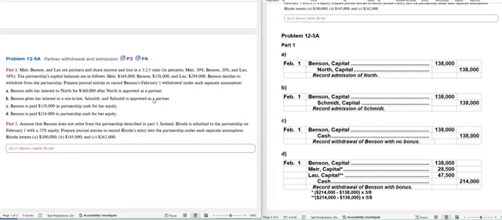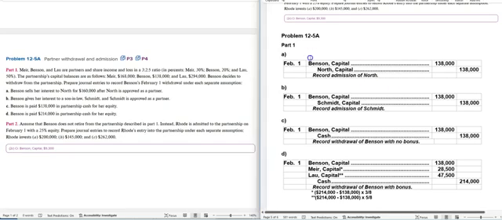What will happen in the business is that Benson's capital account of $138,000 will become North's capital account. So in the general ledger, the only thing we need to do is transfer Benson's capital and put it into North's capital account. So decrease Benson's capital with a debit, increase North's capital with a credit.